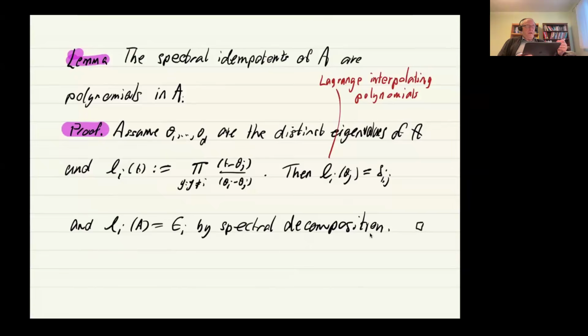And so now using the spectral decomposition, technically I'm using functional calculus, you get that L_i of A is equal to E sub i.